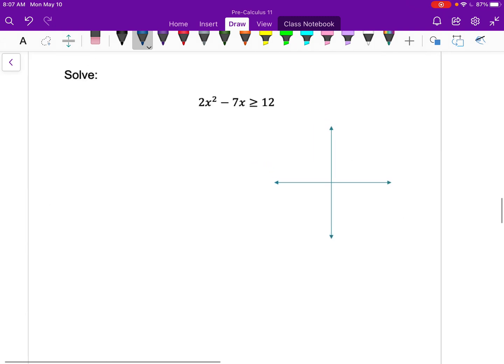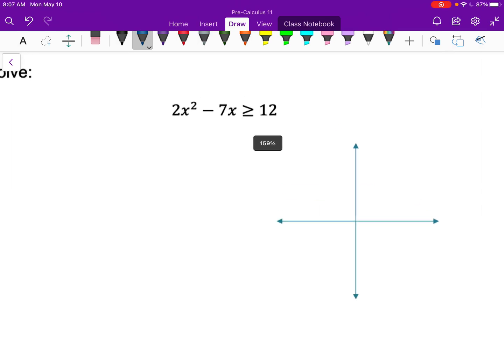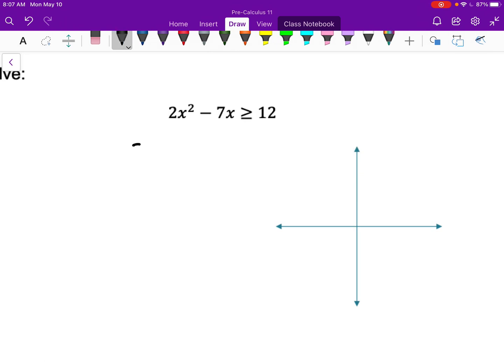All right, I want to solve where 2x squared minus 7x is greater than or equal to 12. Now again, I have nothing against the number 12, but the number 0 is far more convenient. So the first thing I would definitely do is subtract 12 from both sides and think about where 2x squared minus 7x minus 12 is greater than or equal to 0.